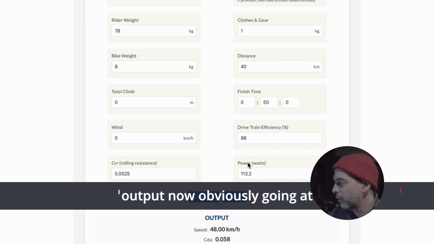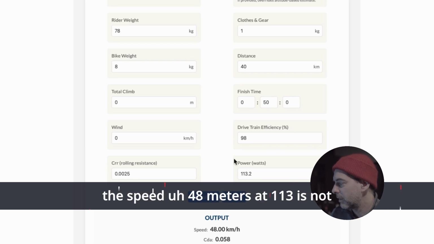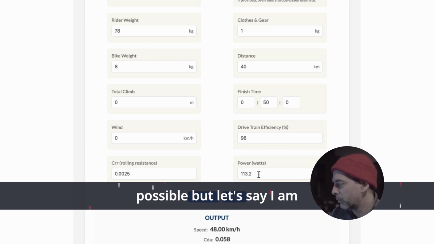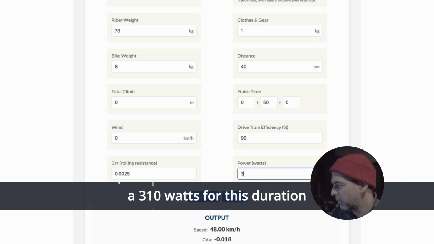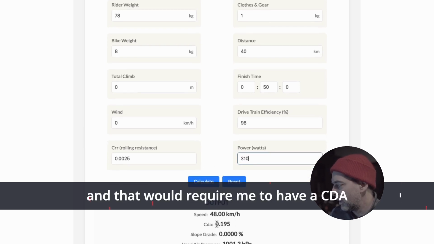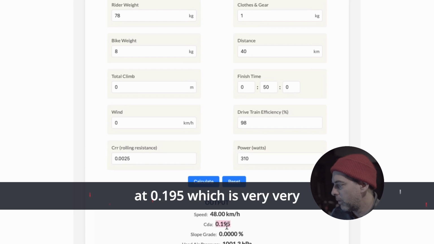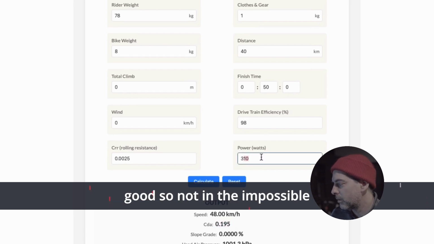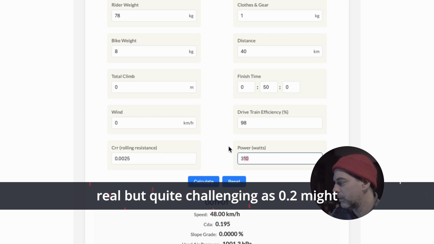We have my power output. Now obviously going at this speed, 48 kilometers at 113 is not possible, but let's say I am at 310 watts for this duration, and that would require me to have a CDA of 0.195, which is very, very good. So not in the impossible realm, but quite challenging. 0.2 might be a little bit more realistic.